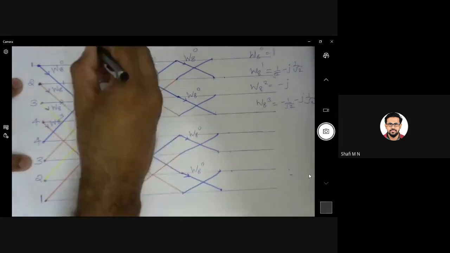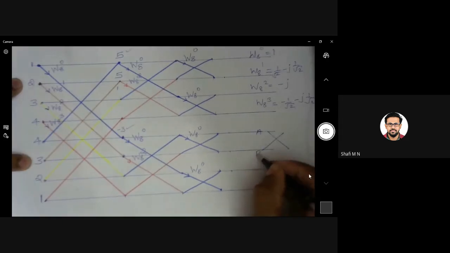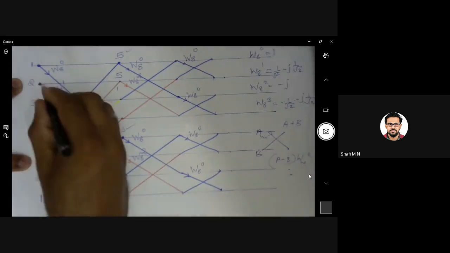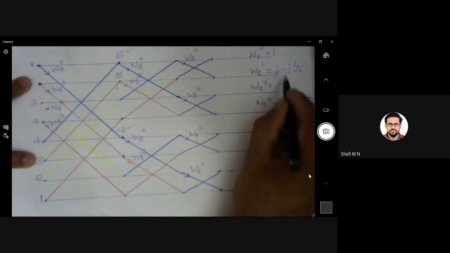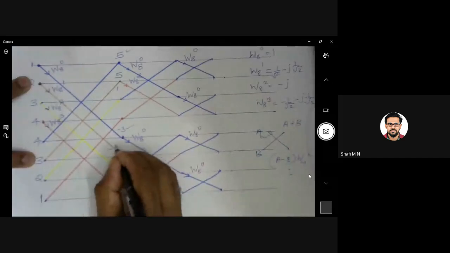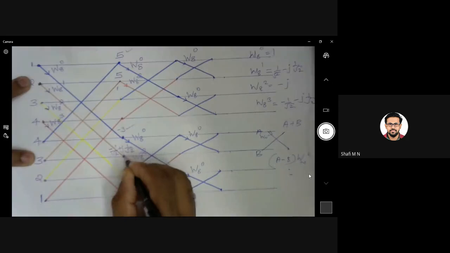This is the butterfly that you are going to solve. A, B, W N K. Here you will have A plus B and here you will get A minus B, all into W N K. This is the thing that we are doing. So A minus B is 2 minus 3, which is minus 1, into W N K. W N K is W81. So minus 1 into W81. This was W81, minus of that. So what you will get is minus 1 by root 2 plus j 1 by root 2 as the answer at this point.